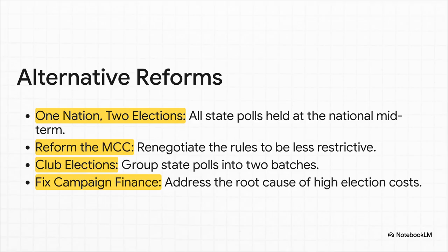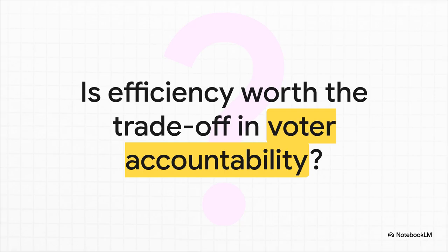Other ideas are even simpler. Just reform the rules of the Model Code of Conduct, or go after the high costs at their source by really overhauling campaign finance laws. And that leaves us right here with the final, ultimate question.